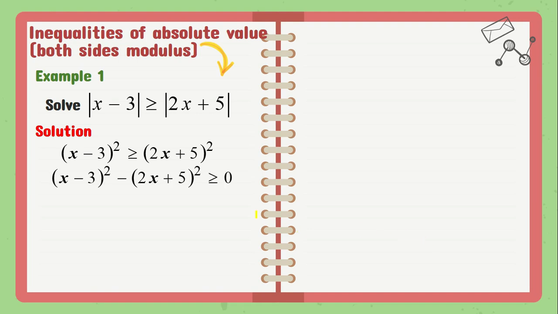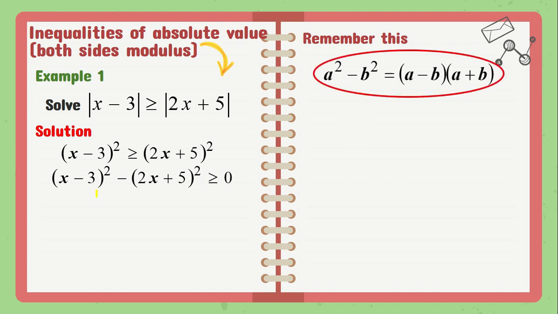Next, we bring 2x plus 5 squared to the left hand side. Therefore, you get x minus 3 squared minus 2x plus 5 squared more than or equal to 0. Remember this, if you want to solve these inequalities, it is better to use factorization. As we know, a squared minus b squared equals a minus b times a plus b. Therefore, we can relate these inequalities to this factor.